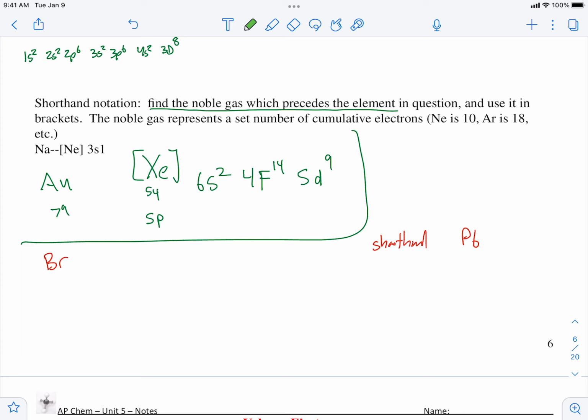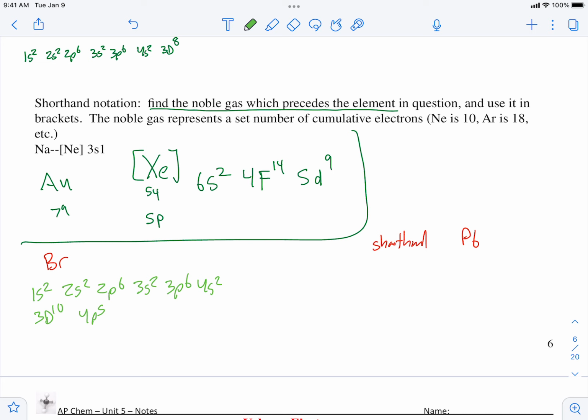All right, somebody read off their bromine SPDF notation for me. Who's got it? Slow down. 1s2, 2s2, 2p6, 3s2, 3p6, 4s2, 3d10, 4p5. Everybody get that? Okay, good. That's correct. Okay, for lead, dealing with shorthand here, let's find lead.